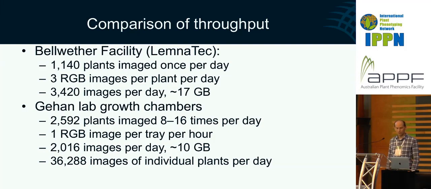So in the Lemna Tech system, we're doing 3 RGB images per plant once per day. So that's 3,400 plant images per day, versus hers is about 2,000 a day, so it's on the same scale of data collection. But if you think about per plant, it's imaging the plants 36,000 times per day. So in a lot of ways, it's actually a comparable amount of data, but more information on more plants.